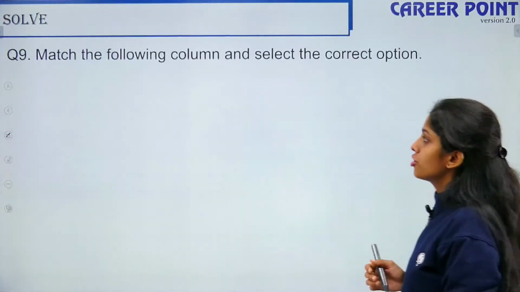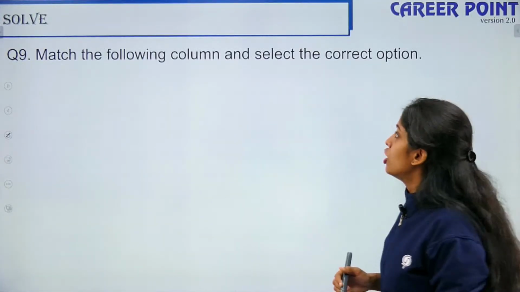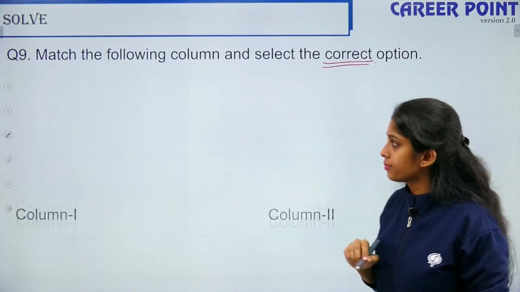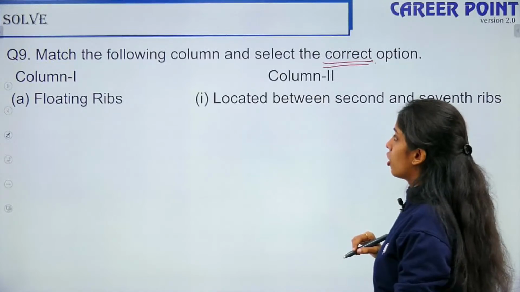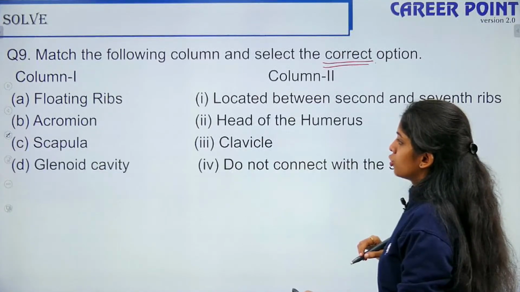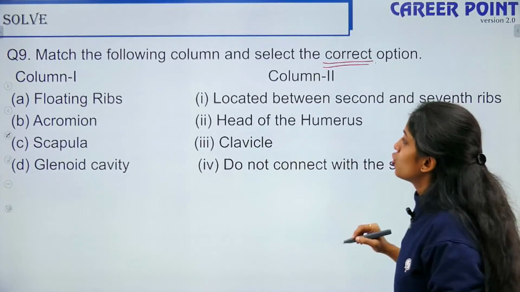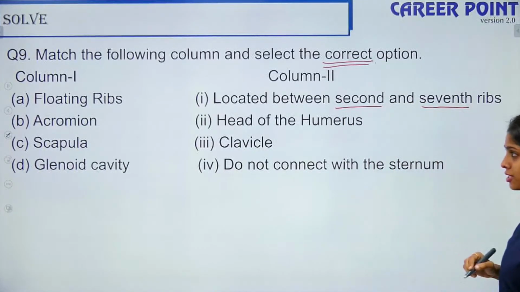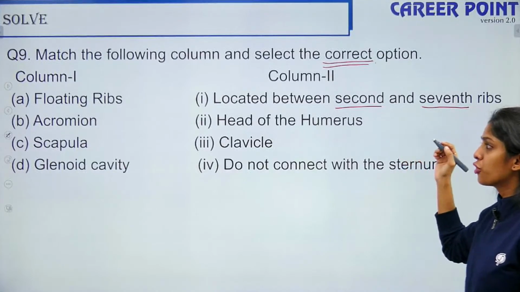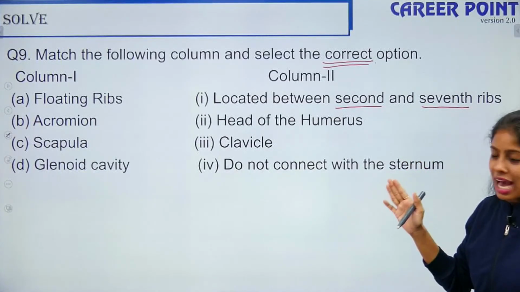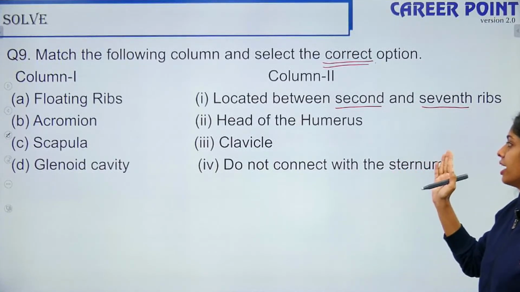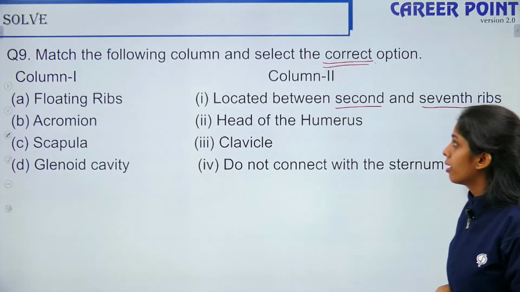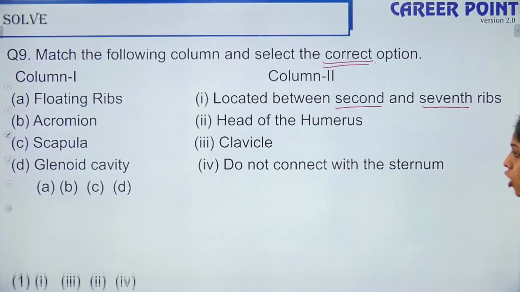Okay, so moving on to the next one, question 9. So match the following column and select the correct option. So column 1, column 2. So please bear with my alignment. So floating ribs, located between 2nd and 7th ribs, acromion, head of humerus, scapula, clavicle, glenoid cavity, it does not connect with the sternum. So match the column and select the correct option.